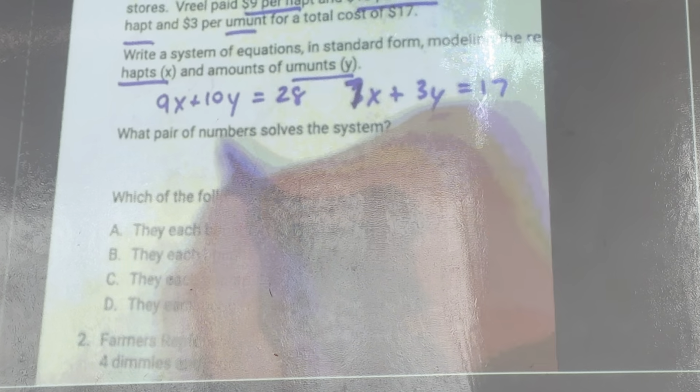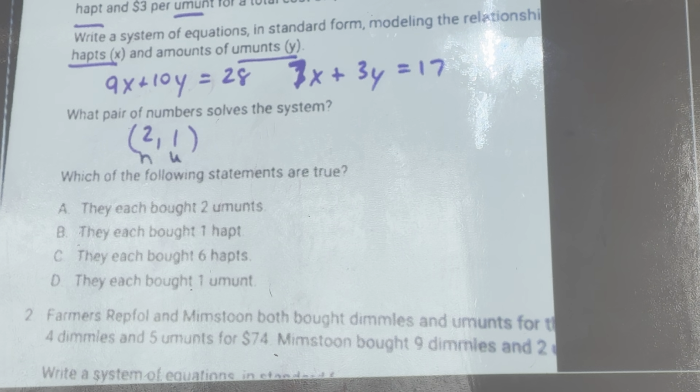What does the X mean? In this particular problem, the X is the haps, so I'm gonna put an H, and the Y is the umps. As far as work, that's really all you need: the ordered pair and what it means, so that you can answer the multiple choice. So, do we have 2 umps as part of our answer? No. We only have one U. So A through D, what's my answer? C. No. D. D, we got 1 out.